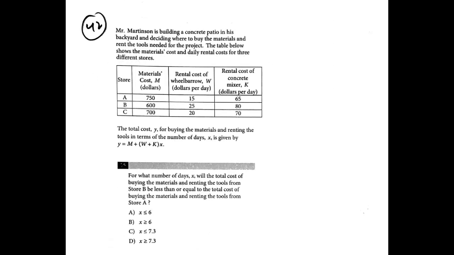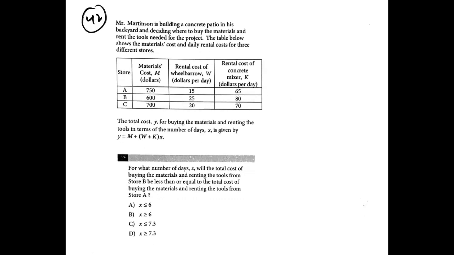42. Mr. Martinson is building a concrete patio in his backyard and deciding where to buy the materials and rent the tools needed for the project. The table below shows the materials cost and daily rental cost for 3 different stores. The total cost, Y, for buying the materials and renting the tools in terms of the number of days, X, is given by Y equals M plus (W plus K) times X. For what number of days, X, will the total cost of buying the materials and renting the tools from store B be less than or equal to the cost from store A?